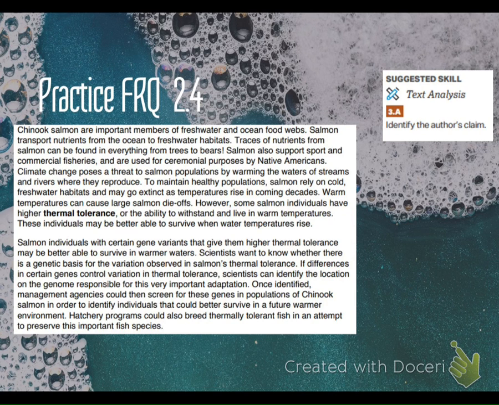Now, one of the things that is also often, especially in the new APs, is that you have a lot of reading. And within the reading, you have to identify what is the author getting at. What is the major claim within what you're reading?